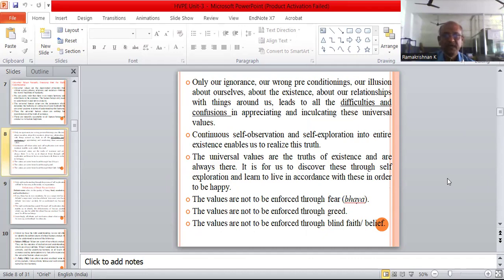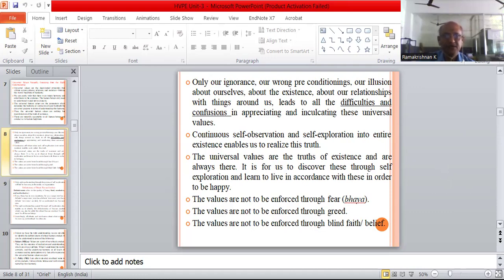The problems we have are due to unawareness, wrong assumptions and illusions, so there may be some confusions and difficulties among us. These can be resolved only through self-observation and exploration. Then we can easily know the universal human values, the natural existence in the truth of existence. We have to discover and identify them, but we cannot create them.